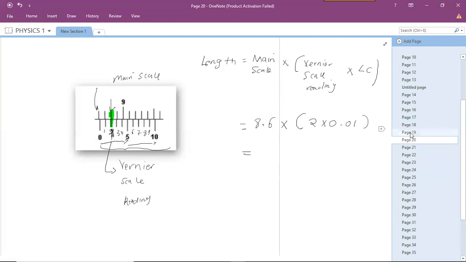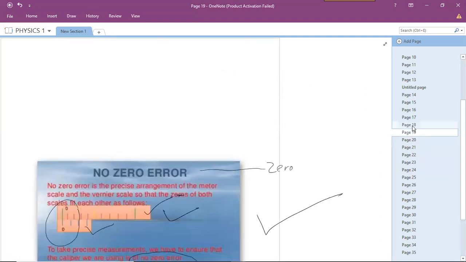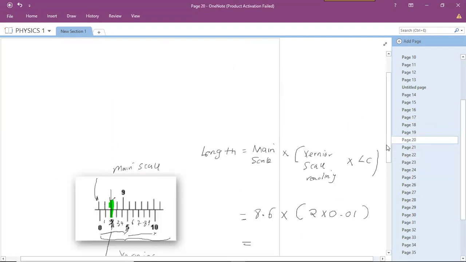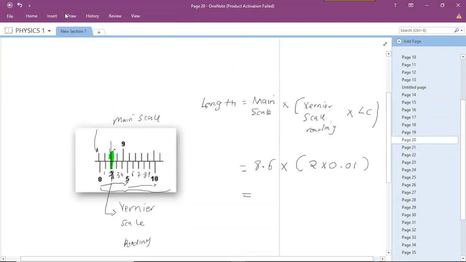I think I've made a mistake in my formula. Yeah, there's an addition symbol here. Yeah, it didn't look right. Okay. So let me just change this symbol here to an addition symbol. Okay. Length is the main scale reading plus open brackets Vernier scale reading multiplied by the least count.